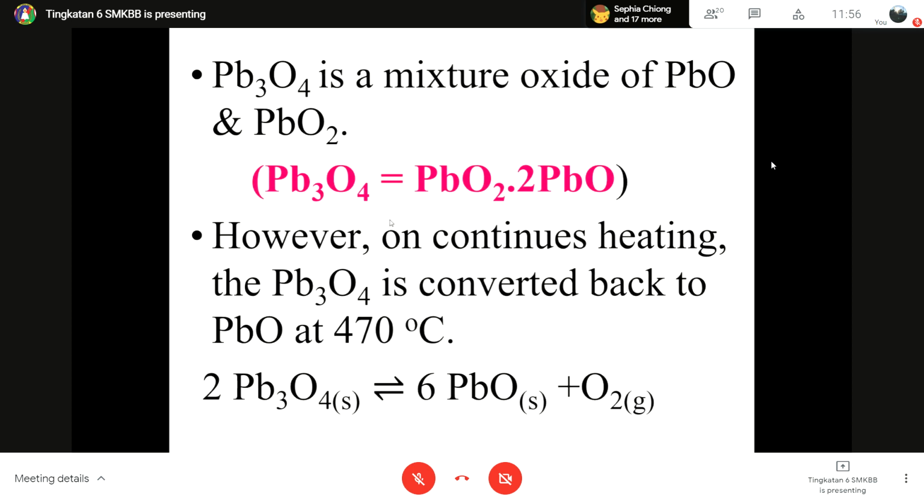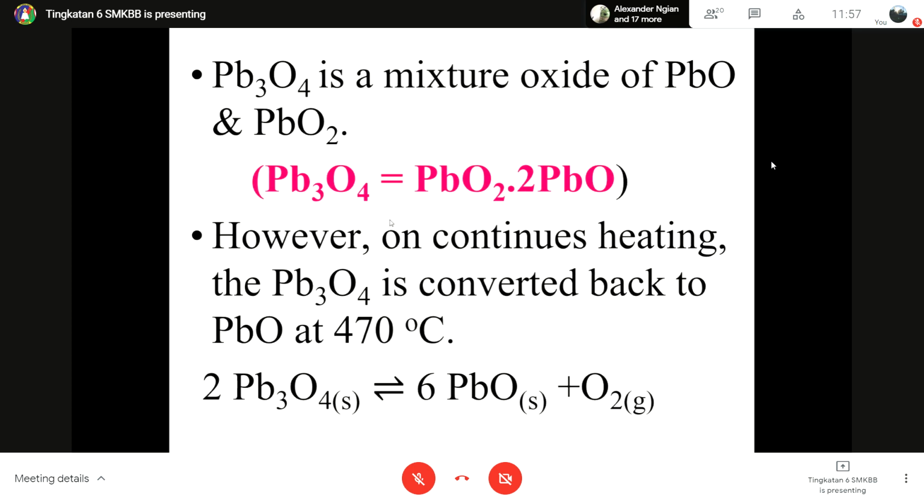That means same as CO. CO you heat, it will become CO2. And then this one, PbO, is quite stable under heat, but if you heat over 400 degrees Celsius, it will become Pb3O4. Keep on heating, it will actually convert back to PbO again at 470 degrees Celsius.